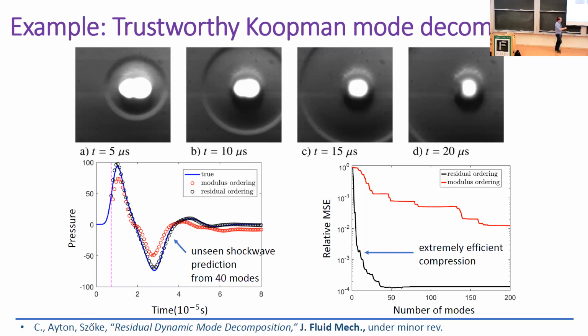Okay, so let's actually look at the number of modes that we keep in the Koopman mode decomposition versus the relative mean squared error. Okay, so the black is this new residual ordering. So you get a much better compression. The red is the way you do it if you didn't have a way of verifying or measuring the error of these eigenvalues.